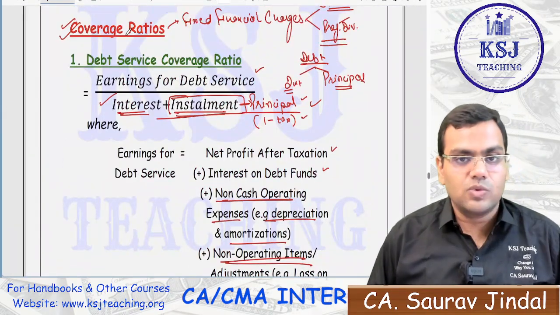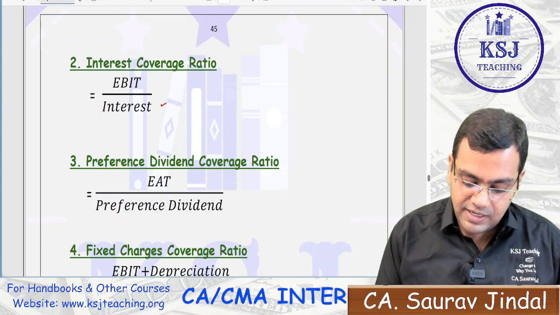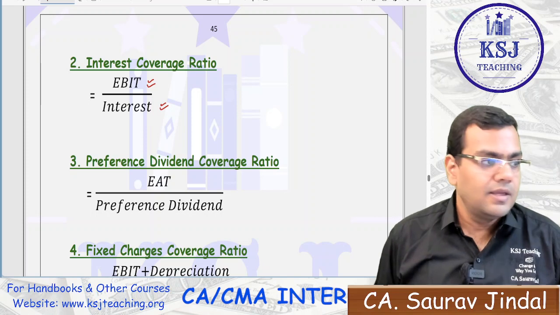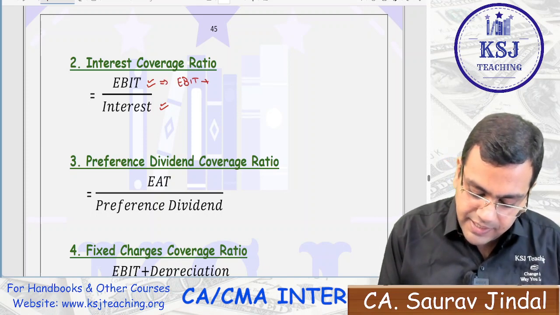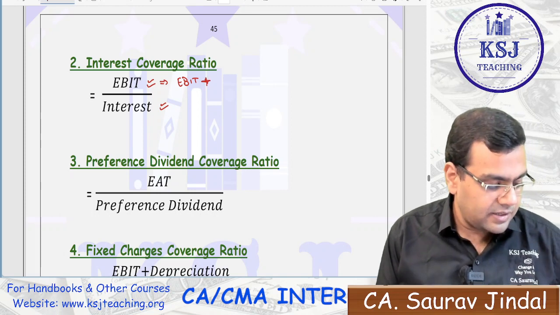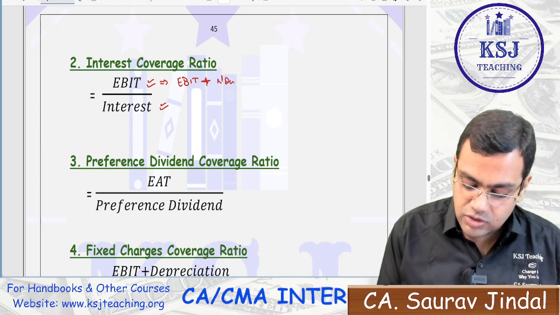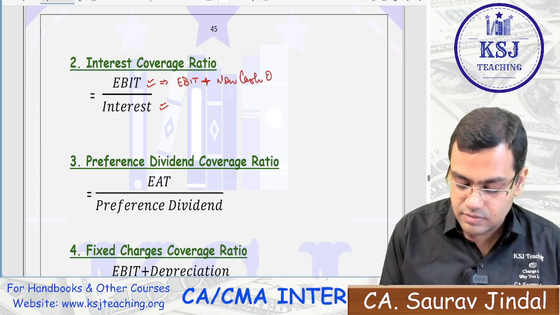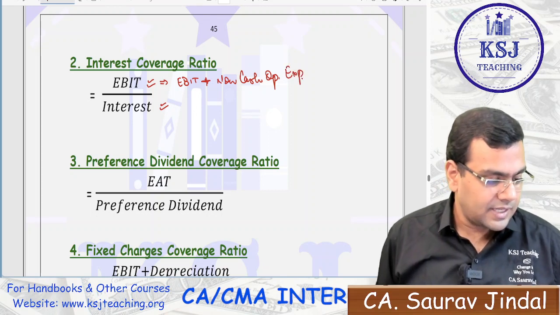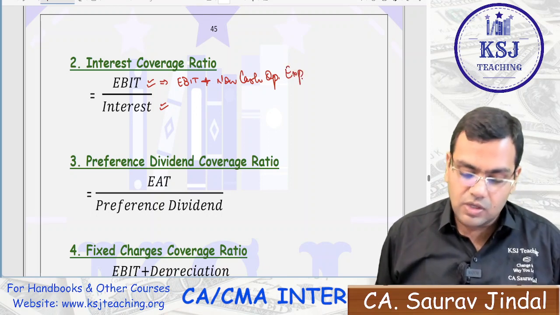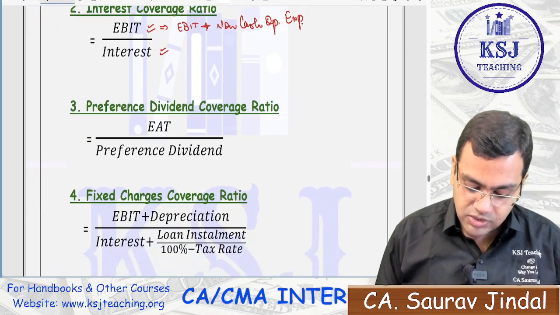So this is clear. The first one is the debt service coverage ratio. Then is the interest coverage ratio. You have to pay the interest. Interest is to be paid from EBIT, right? Here, what you can take is EBIT plus, you can add the non-cash operating expenses in the EBIT. That's correct. EBIT plus non-cash operating expenses divided by interest, because the interest is to be paid from there.